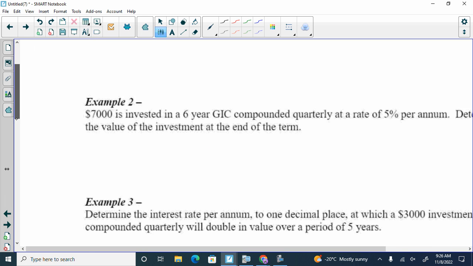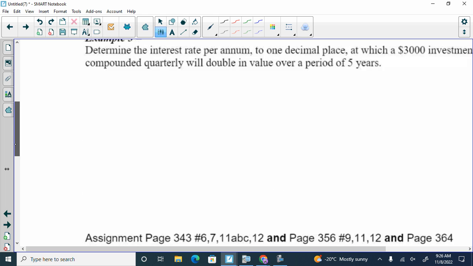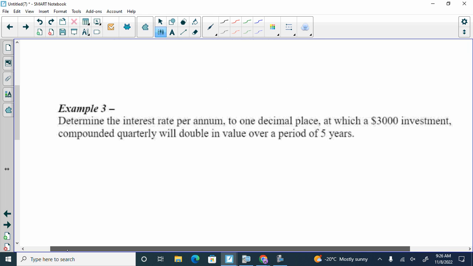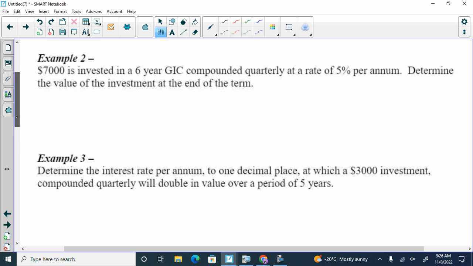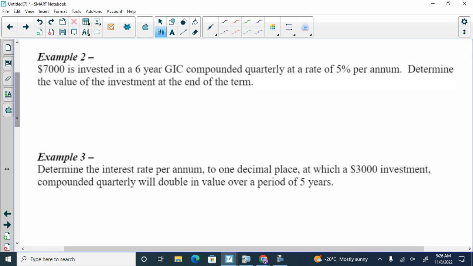Okay, example 2, example 3, and then I don't care about that. Example 2 and 3, start working on those right now. And then we are going to move to graphs.